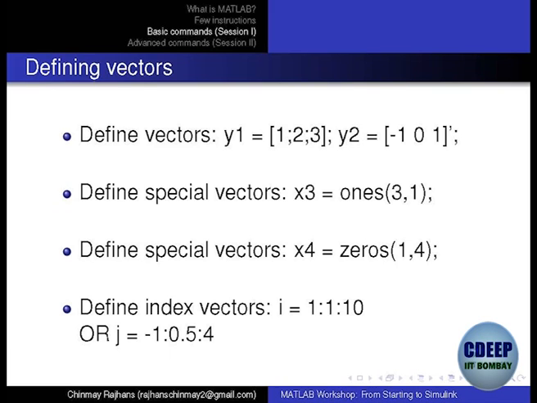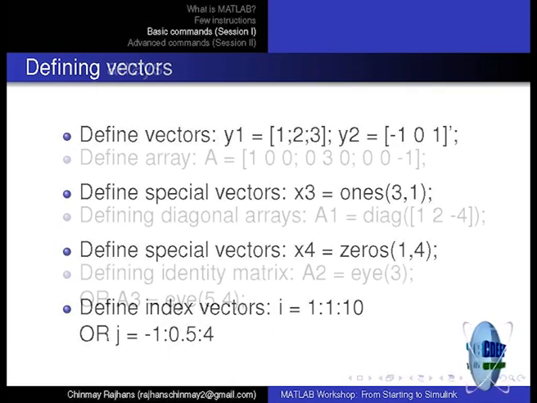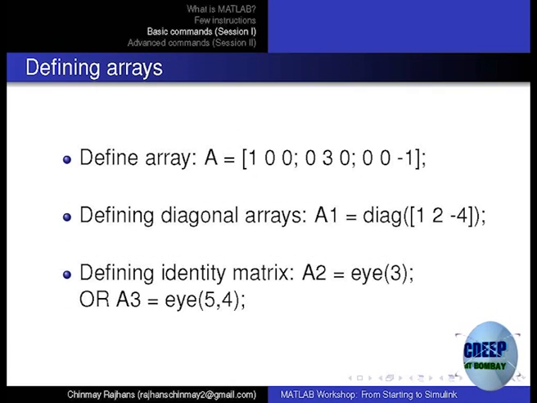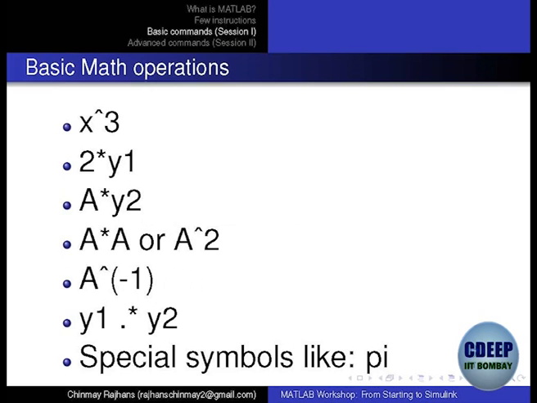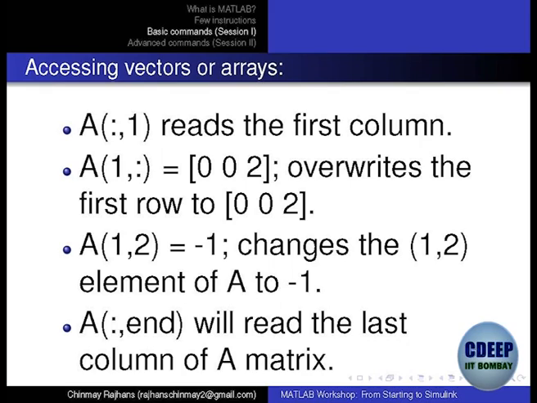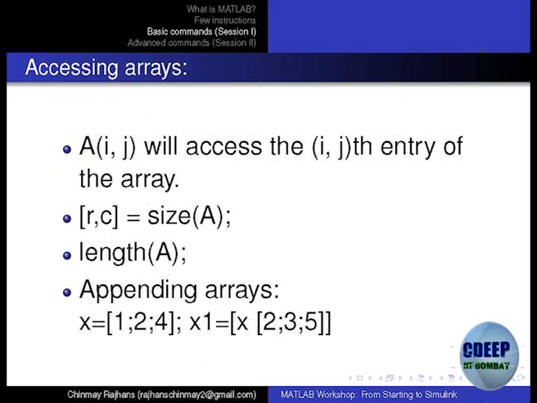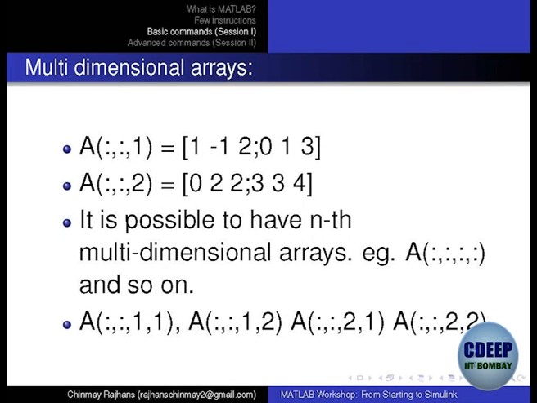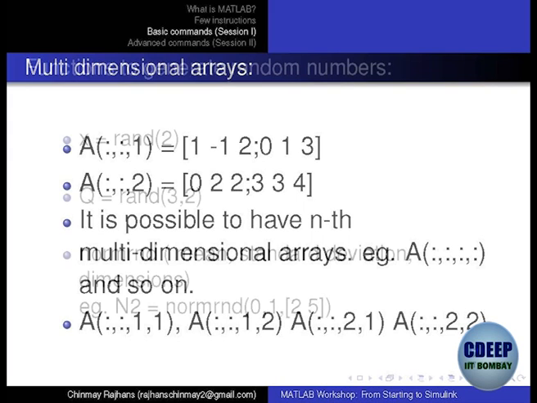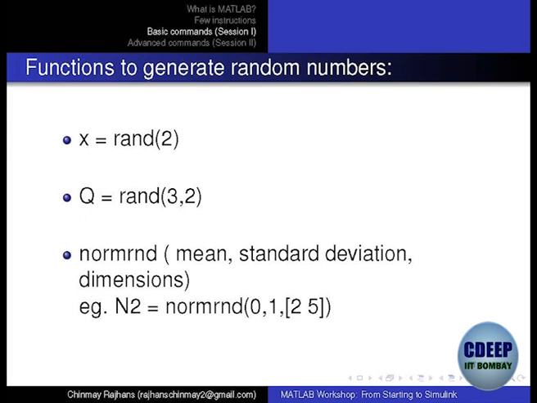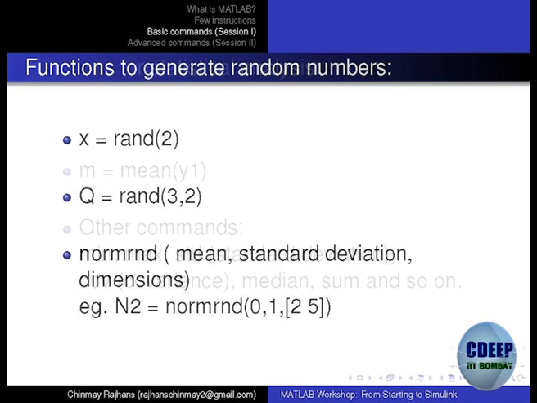There are special vectors called ones and zeros. You can define index vectors. You can define arrays. You can define special arrays using the command called diag or eye. This is how you do matrix and vector manipulations. That's how you read and write your vectors and arrays. A(i,j) will change the corresponding element. Size is the command to get the size. You can have multi-dimensional arrays, right? rand and randn are commands to get random numbers.